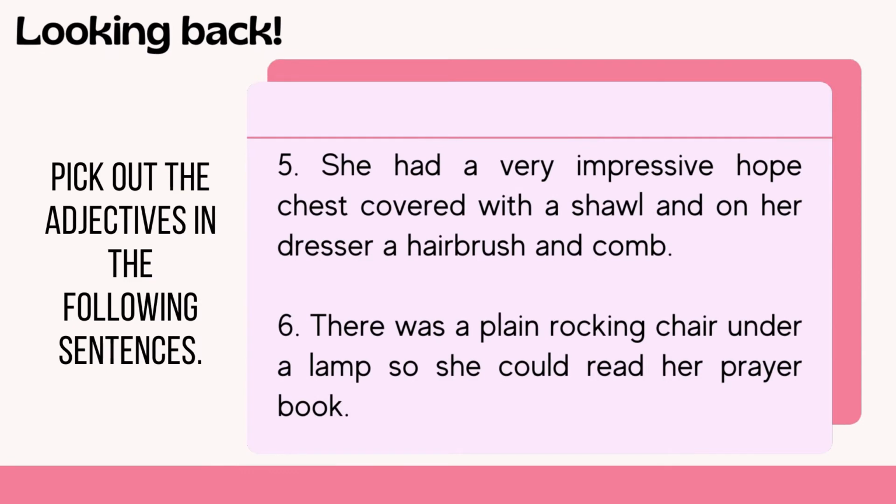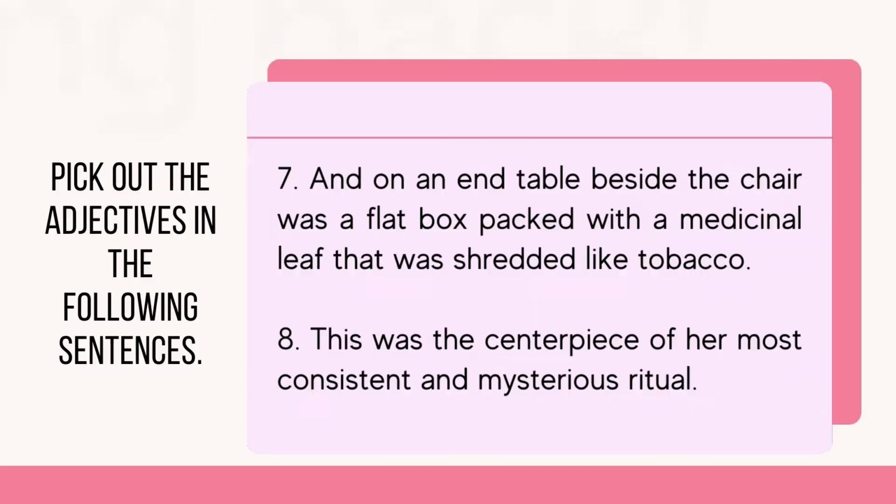5. She had a very impressive hope chest covered with a shawl and on her dresser a hairbrush and comb. 6. There was a plain rocking chair under a lamp so she could read her prayer book. 7. And on an end table beside the chair was a flat box packed with medicinal leaf that was shredded like tobacco. 8. This was the centerpiece of her most consistent and mysterious ritual.